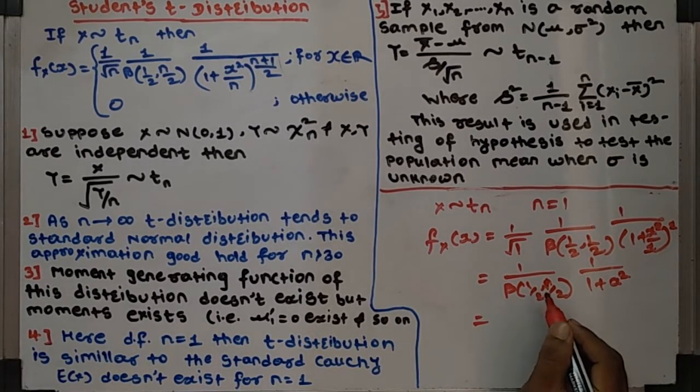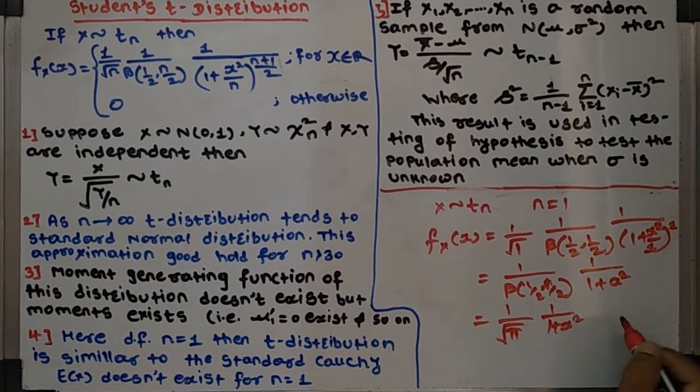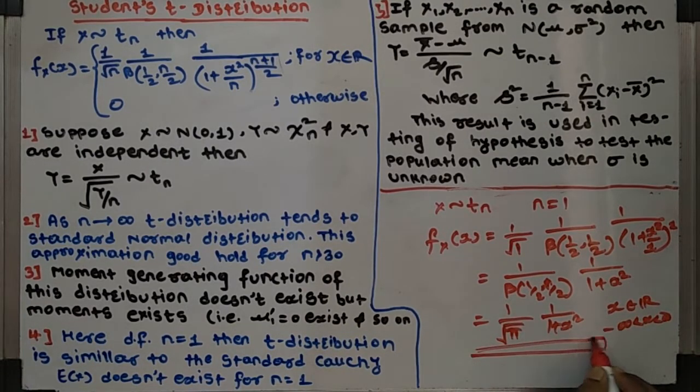That is equal to, we know that beta(1/2, 1/2) is equal to under root of pi, so 1 upon pi into 1 upon 1 plus x square for x belongs to real numbers, that is minus infinity less than x less than infinity. See that this is the probability density function of standard Cauchy distribution, that is Cauchy(0,1).